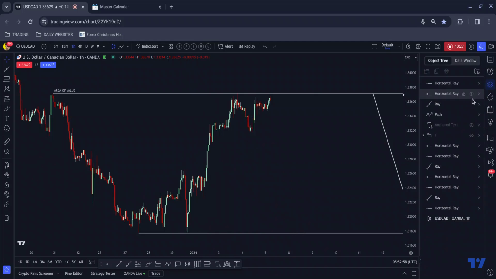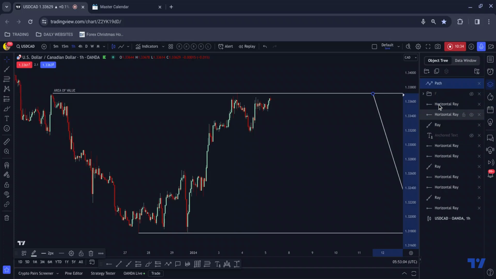Whoops, I don't know what that is. TradingView, I literally had all of this on the chart just before I went live, making sure everything was in place, and it's all been moved again for some reason.